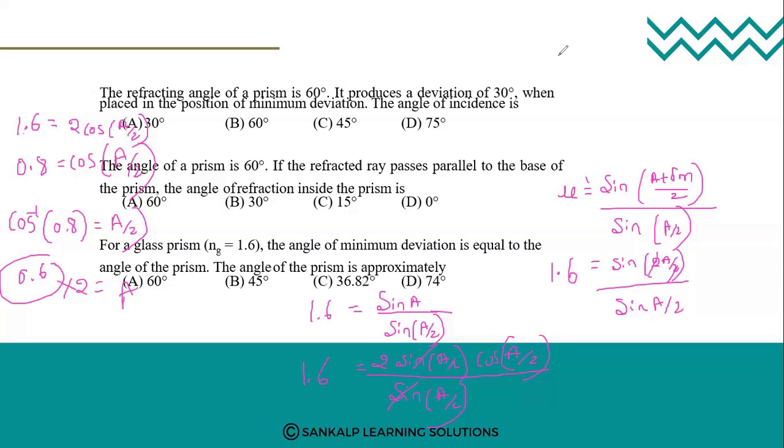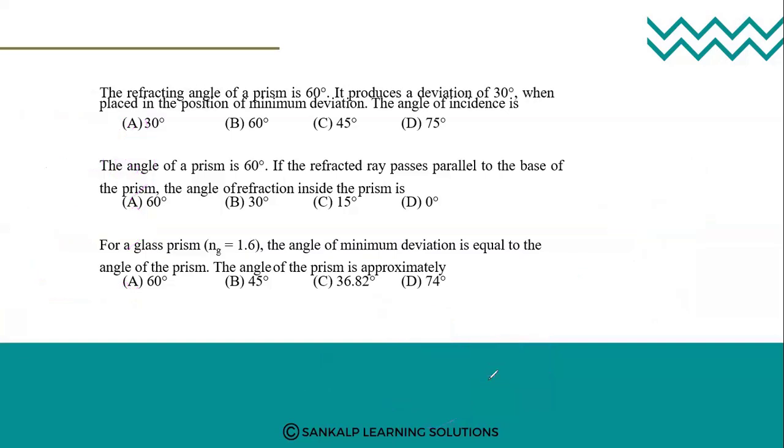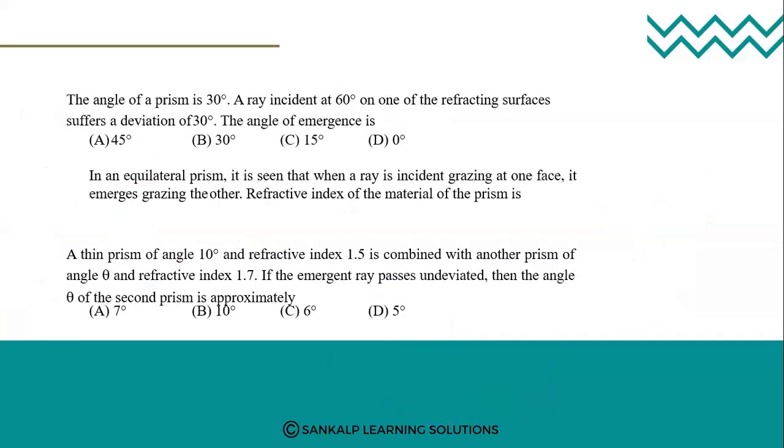Let us go for the next question. See the next question. The angle of prism is 30 degree. A ray incident at 60 degree on one of the refracting surfaces suffers a deviation of 30 degree. The angle of emergence is, so what is the angle of emergence?